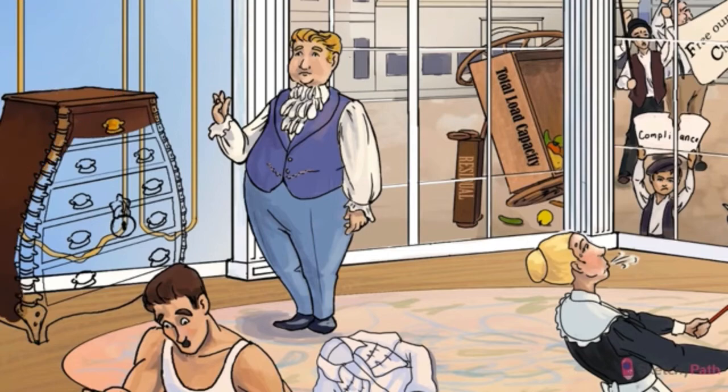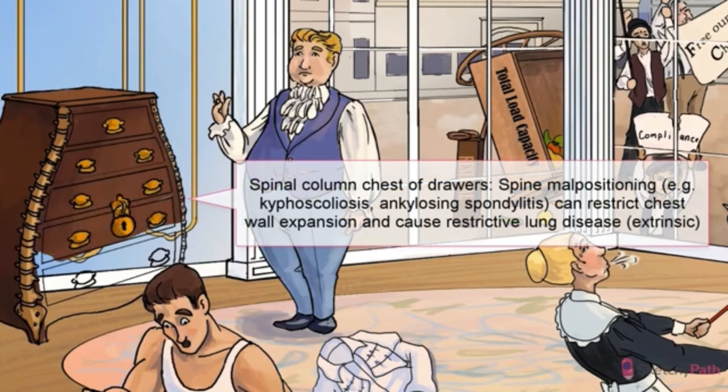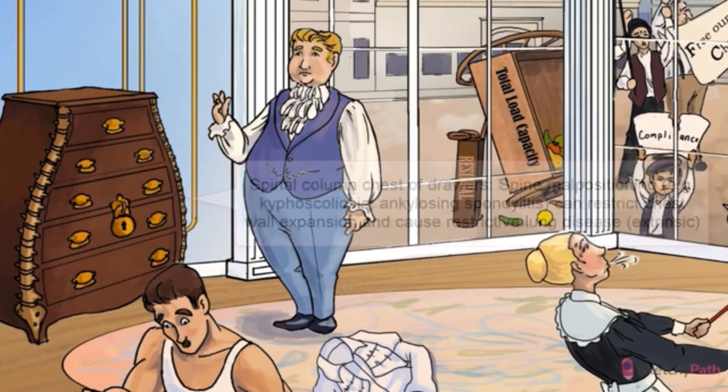The major pathologies to know here are kyphoscoliosis and ankylosing spondylitis. See that curved spondylitis spine carved into the side of the chest? It turns out that when the spine is malformed or fused, it can actually limit the expansion of the entire chest wall. That's why we put a lock on this chest of drawers. Think of it as a lock on your patient's chest, preventing full expansion of the lung.